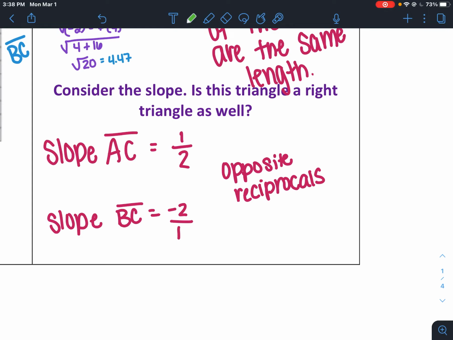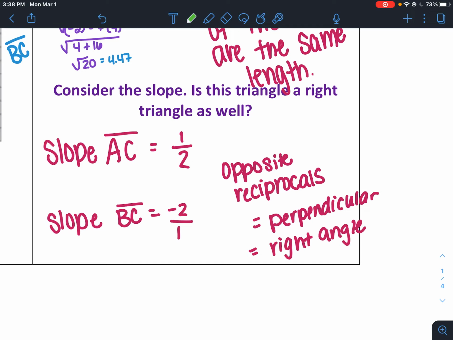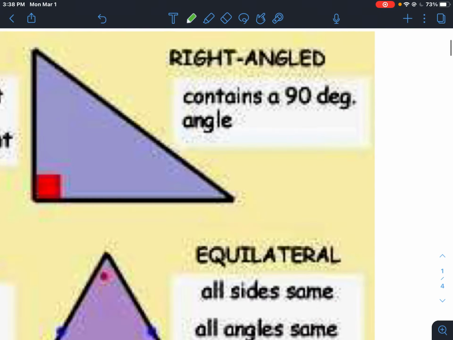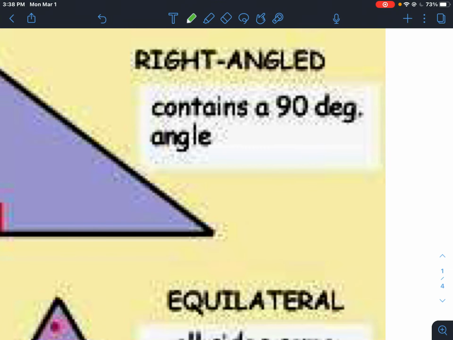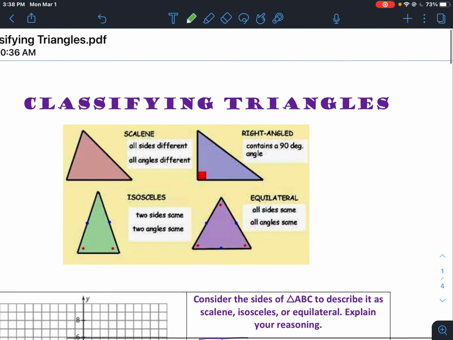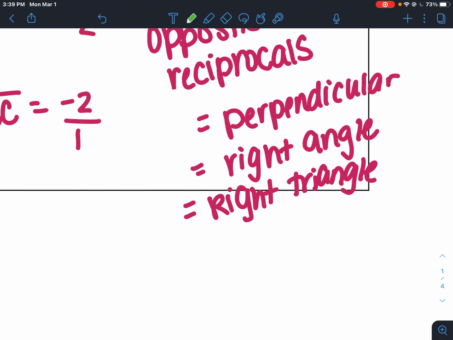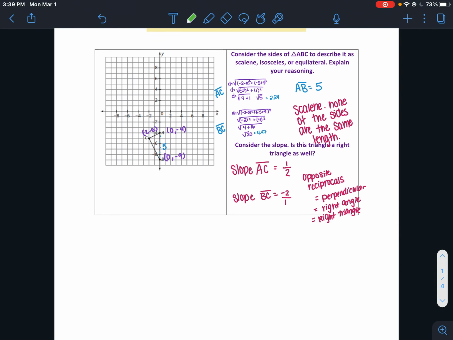So opposite reciprocals, remember this, indicate that the lines are perpendicular. And if you remember, perpendicular means that it's a right angle. And in order to be classified as a right triangle, we need to have a 90-degree angle. We need to have a right angle. So one right angle will signify that, yes, this is a right triangle.